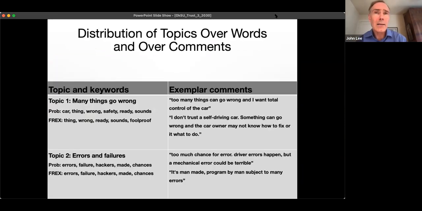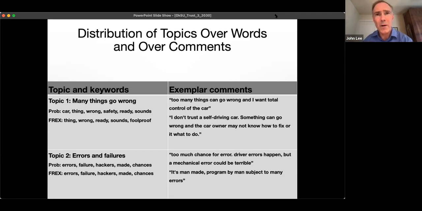So when we applied topic modeling to the J.D. Power data, we were able to identify a series of topics and their associated keywords. So topic 1 has high probability of having things like car, thing, wrong, safety, and I labeled this "Many Things Go Wrong." Okay, and exemplar comments that you can pull out. These comments are the documents that I just mentioned. So these are highly concentrated topic 1 documents. So these are exemplar comments.